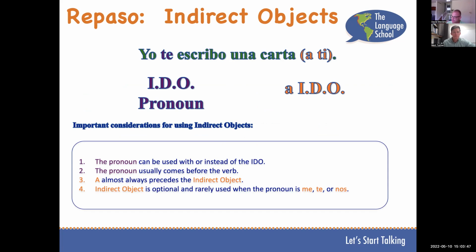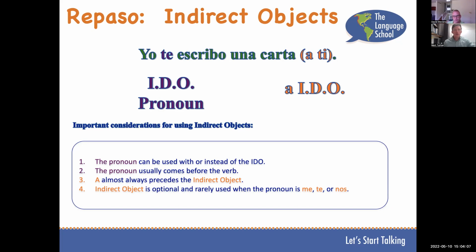Exactly. Yeah. Gustar is slightly irregular. It's not that it's irregular, it's actually regular. It works differently because it does not mean to like, it means to please. Yeah. So no, that's good. Yeah. So can you read this example to me?